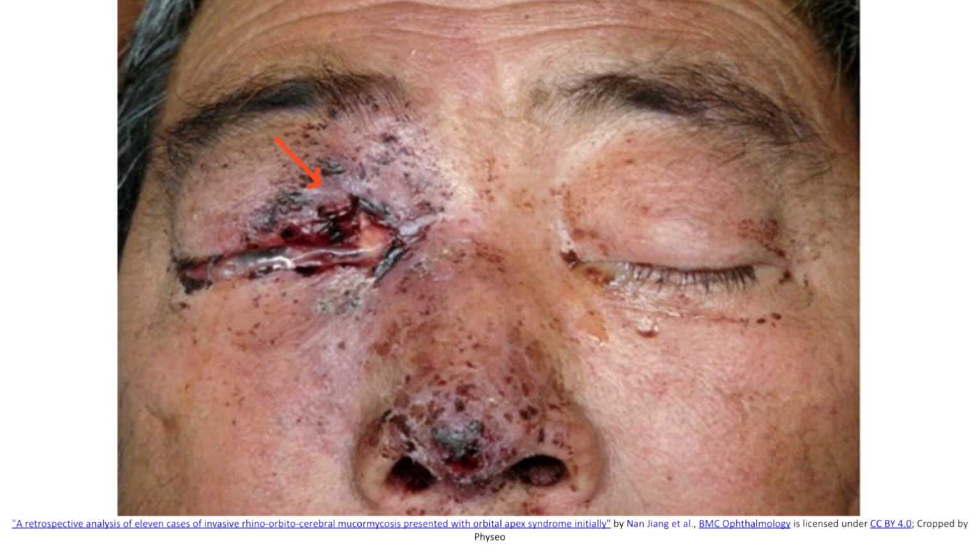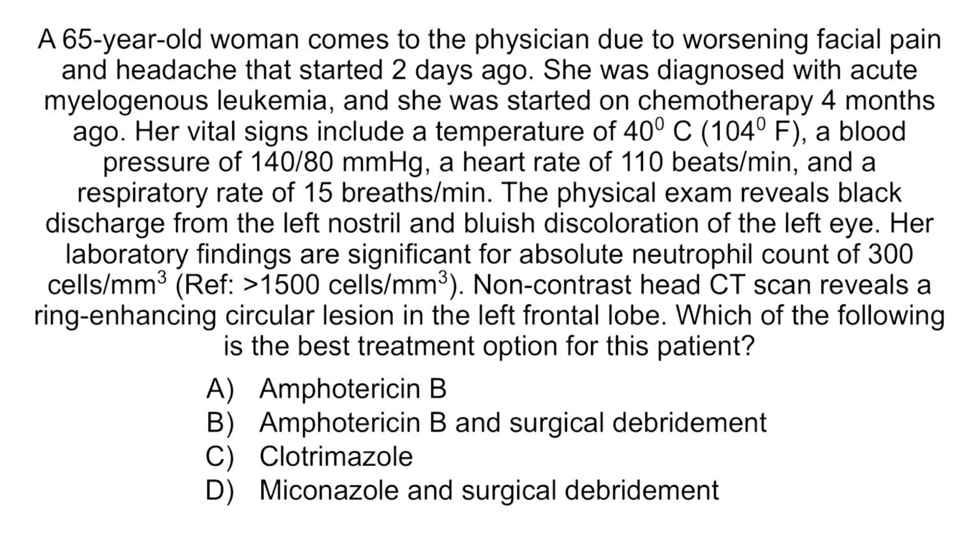Let's end this lecture with a question. A 65-year-old woman comes to the physician due to worsening facial pain and headache that started 2 days ago. She was diagnosed with acute myelogenous leukemia, and she was started on chemotherapy 4 months ago. Her vital signs include a temperature of 40 degrees Celsius, a blood pressure of 140/80, a heart rate of 110, and a respiratory rate of 15. The physical exam reveals black discharge from the left nostril and bluish discolorization of the left eye.